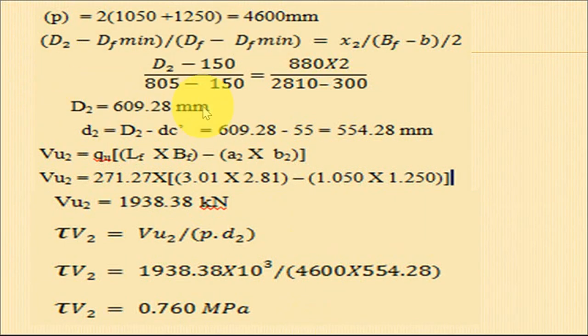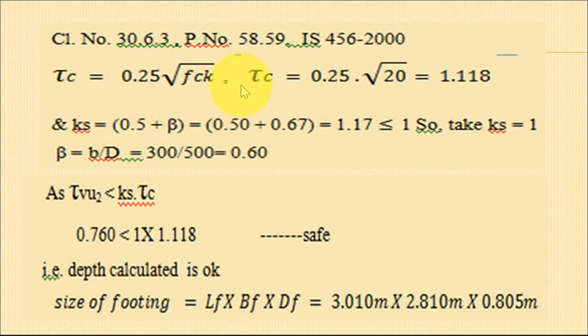Again, using similarity of triangles, we find the d2, the effective depth at the critical section. Then Vu2 is equal to q, the upward pressure, into (LF by BF, that is the area of footing, minus A2 by B2, the critical section). We get the Vu2. Once we get Vu2 divided by perimeter into depth d2, we get tau Vu2. Then tau Vu2 is equal to 0.760. Then from page number 58 and 59 of IS 456-2000, clause number 30.6.3, tau c is equal to 0.25 times root fck for the limit state method. So tau c is equal to 1.118.